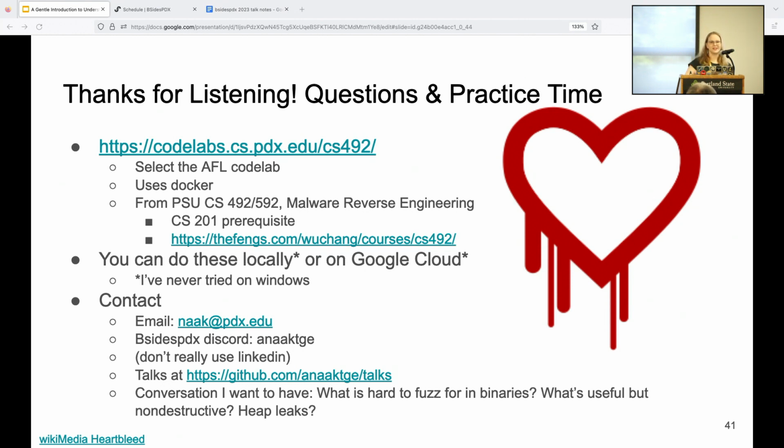Other questions? I saw some other hands. All right. VMF looks really cool. Why should I use it? VMF looks really cool. Why should I use it?